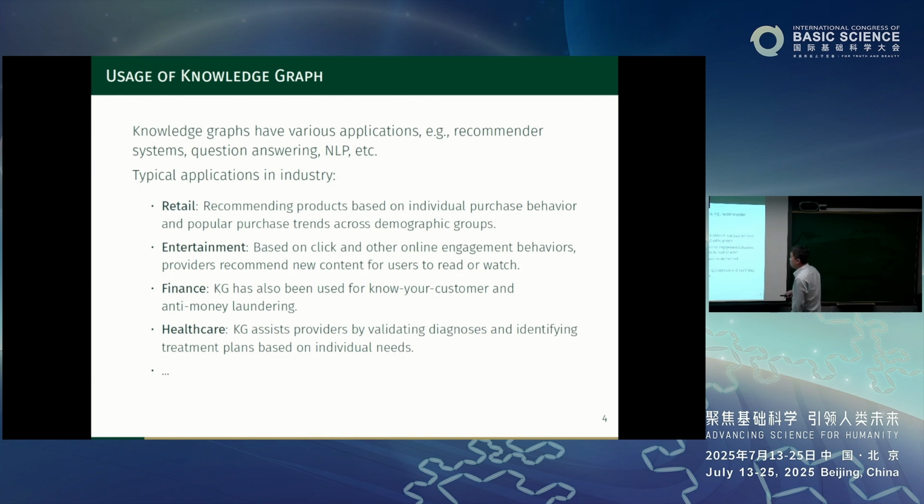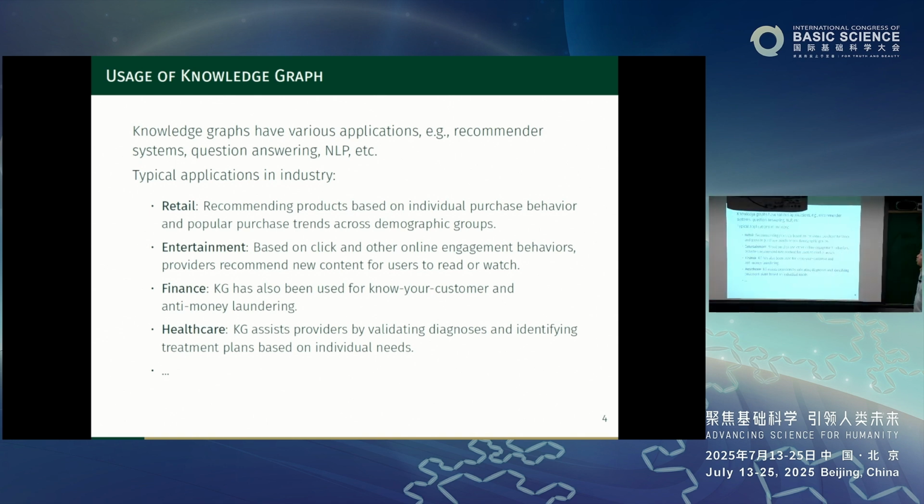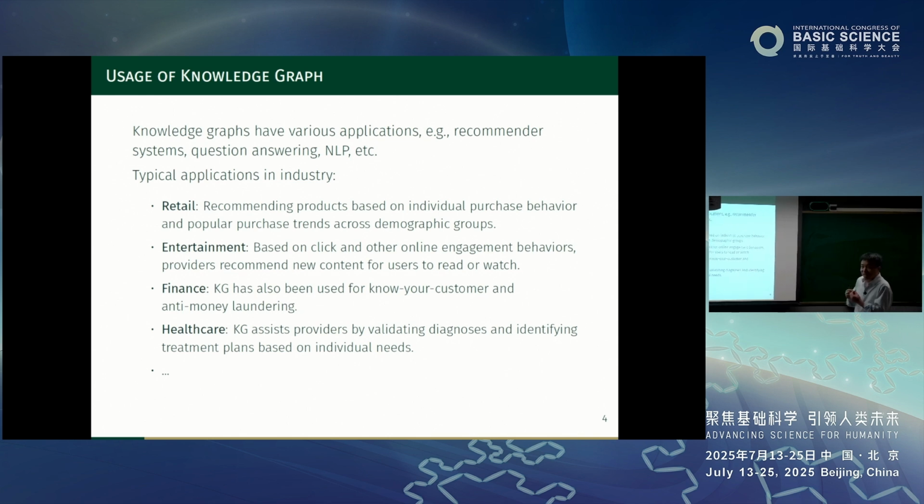Typical applications in industry include these. Maybe I only list 4. The first one is in retail, recommending products based on individual purchase behavior and the popular purchase trends across demographic groups. Based on the gathered information, you can recommend products to local customers, right? And in other domains, you can find similar applications.